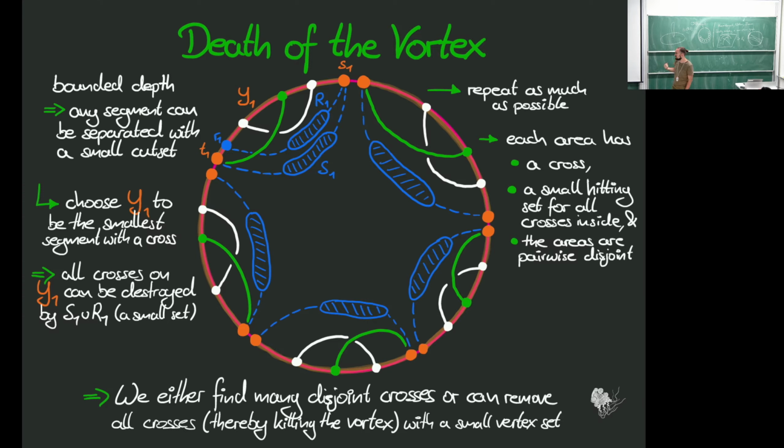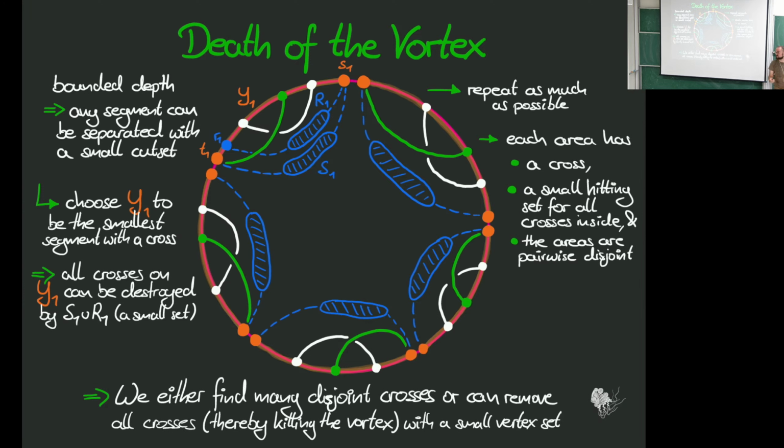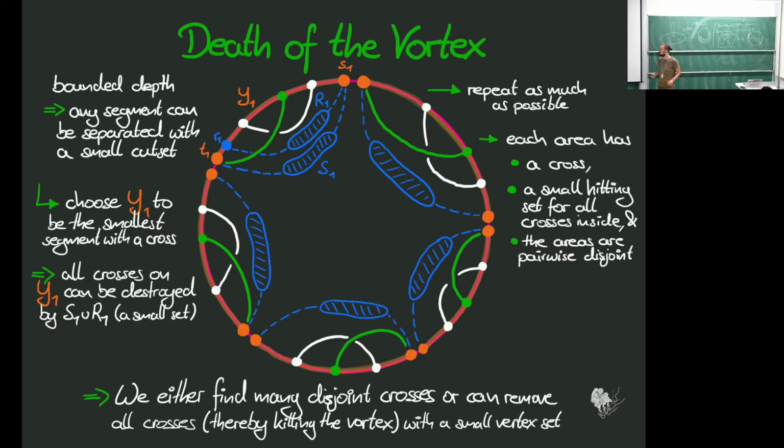And this finally leads me to the nice dichotomy where I either find just a small number of them, eventually I just run around my circle and meet myself again. If I find just a small number, I can delete all of the sets I've collected to remove all crossings that occur in my vortex altogether. Or I find many of them, and this means I find many disjoint crosses that are serial on my curve.